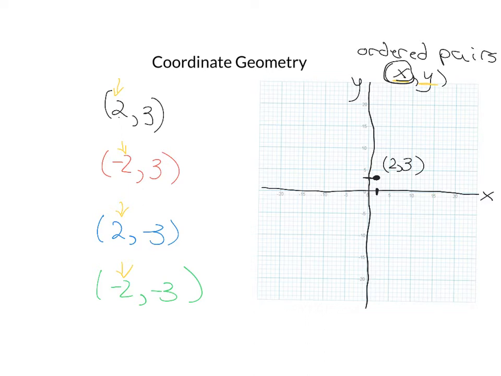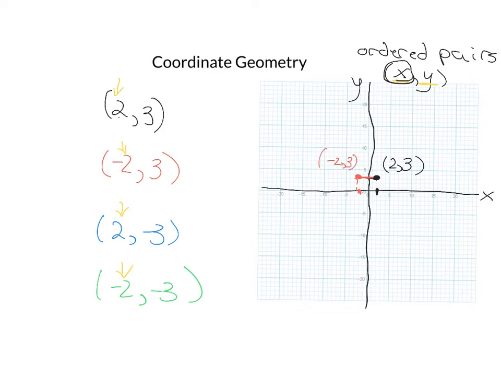Let's try now with the red one. The red one, the x now is changed. It's now -2, so it's 2 to the left. So it would be right about there. The y is still in the same spot. It's positive 3, so it's 3 up, which would be in the same spot it was last time. Where do those two meet? You can see they meet right about there. So our red spot is -2, 3.